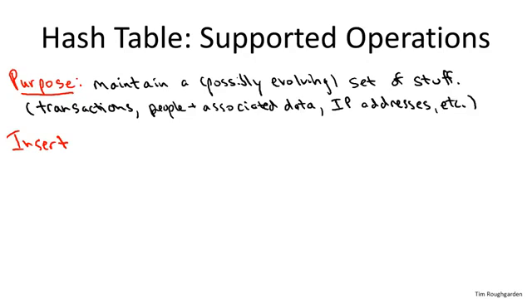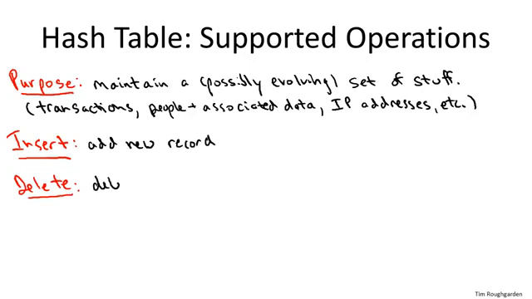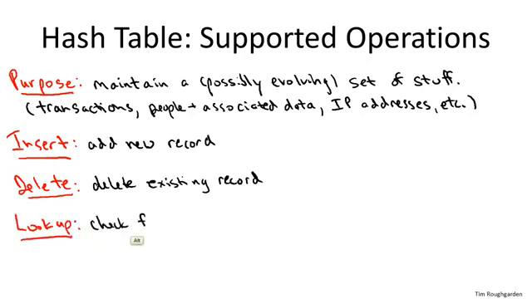A little bit more formally, the basic operations: you need to be able to insert stuff into a hash table. In many, but not all applications, you need to be able to delete stuff as well. And typically the most important operation is lookup. For all of these three operations, you do it in a key-based way. As usual, a key should just be a unique identifier for the record that you're concerned with.